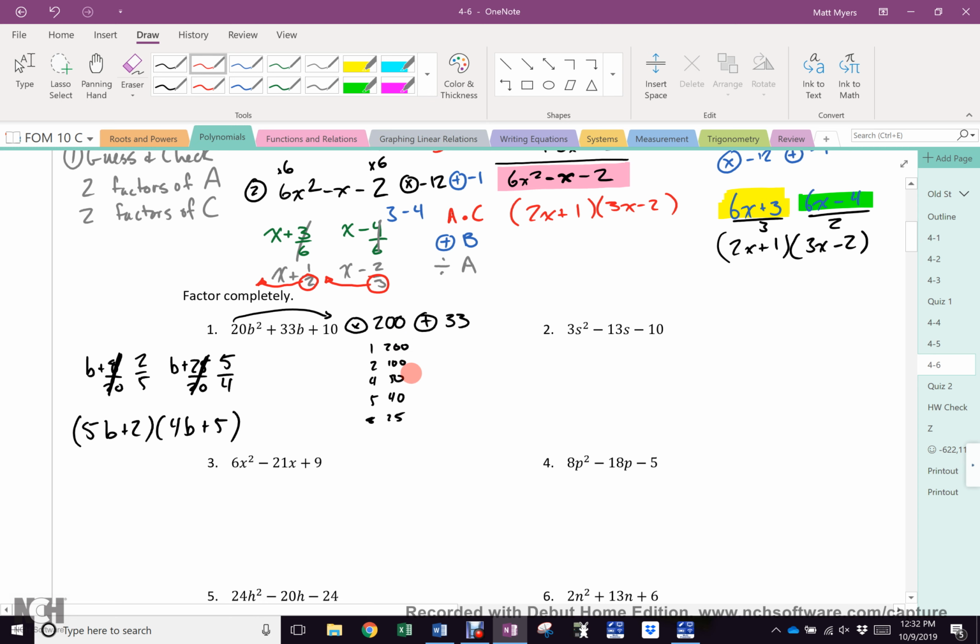You also could have done this. 20b plus 8 and 20b plus 25. Oh, that's crowded now. Let me make that bigger. 20b plus 25. Would we ever leave this? What's coming out of there? 4, 5b plus 2. Because in this case, I'm not bringing the 4 out to the front. And this, of course, is 5 to get 4b plus 5. And I get the same answer. Is everybody cool?